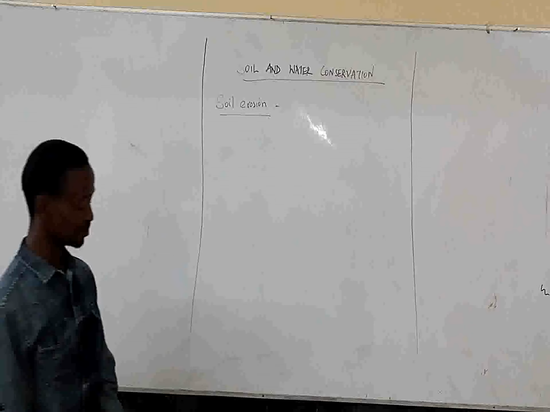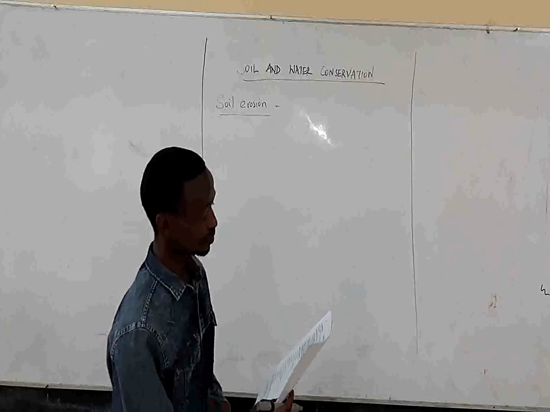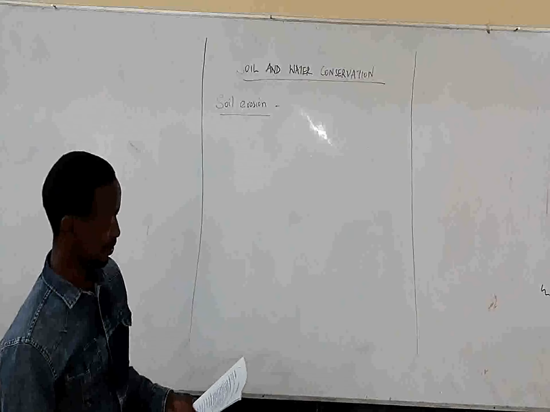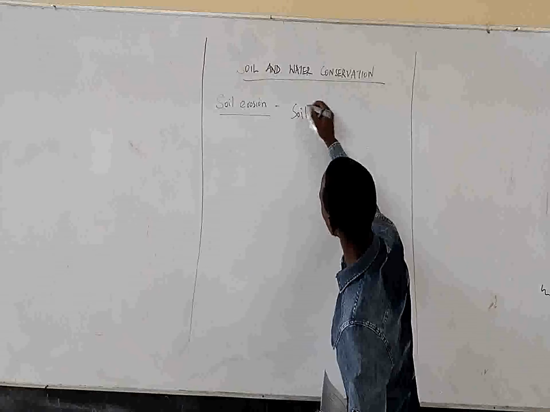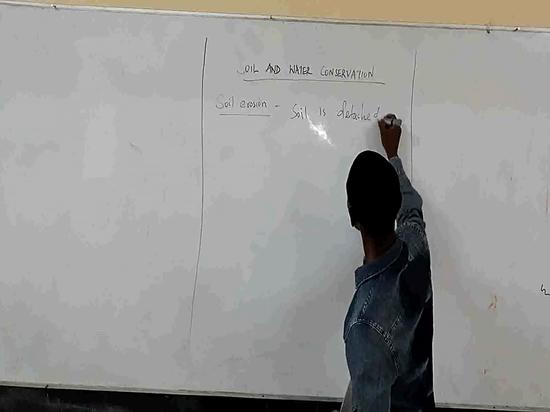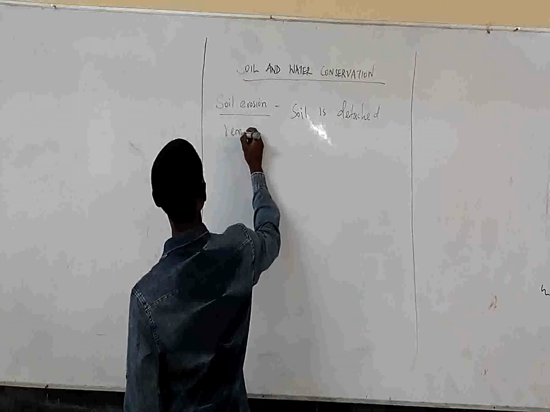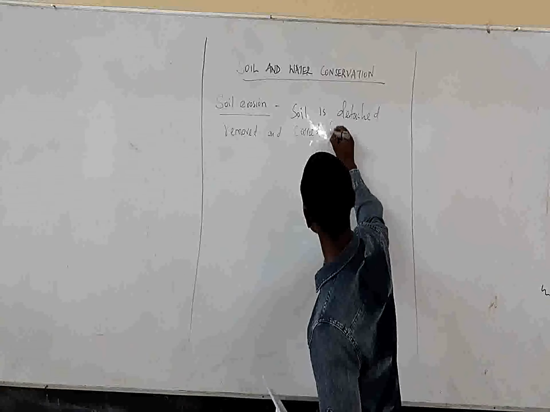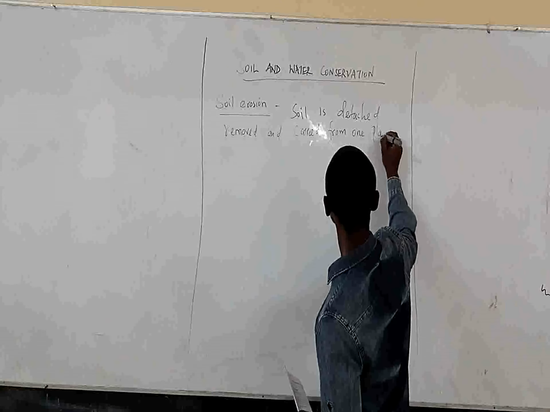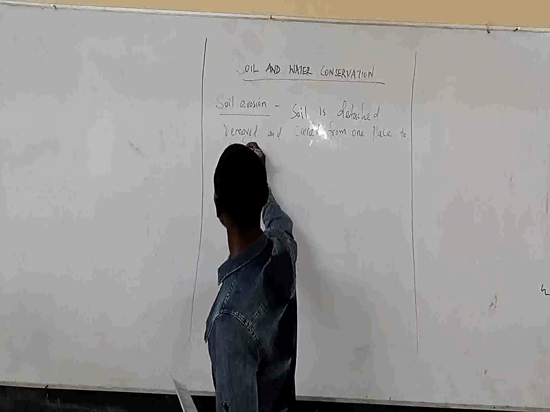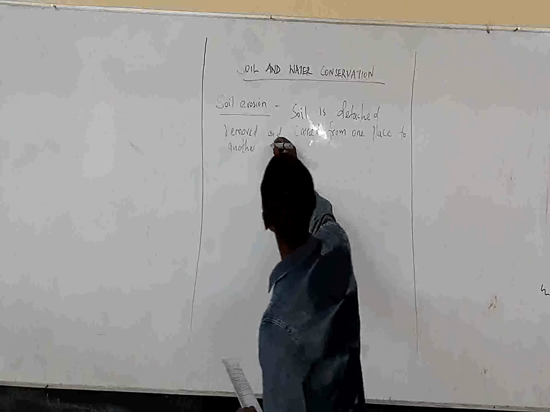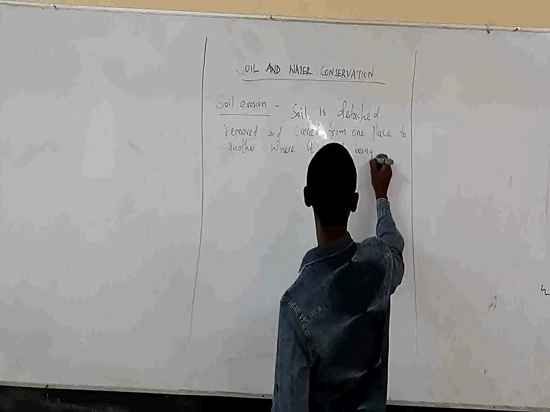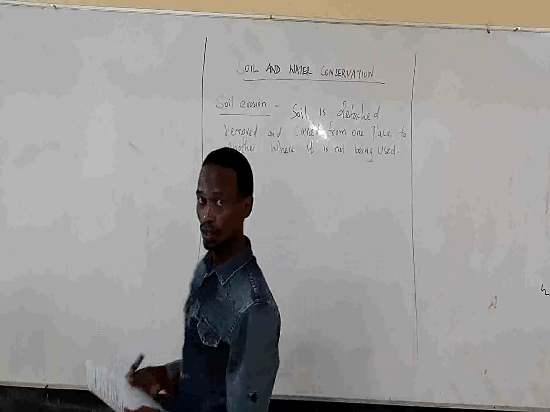Soil erosion refers to the process by which the soil is detached, removed and carried away from one place to another where it may not be useful, where it is not being used.